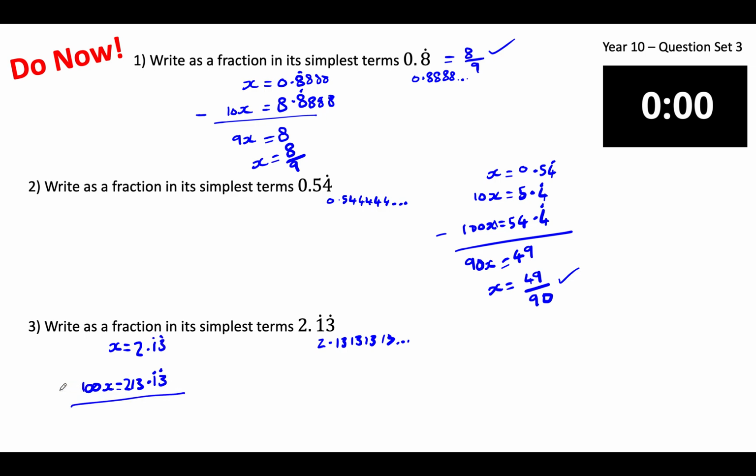Otherwise, the next step, the subtracting phase, won't work, because I need to have 1 take away 1 leaves nothing, 3 take away 3 leaves nothing, and so on. On the other side of the decimal point, I've got 213, take away 2 leaves 211. And over here on the other side of the equal sign, I've got 100x, take away 1x, leaves 99x.